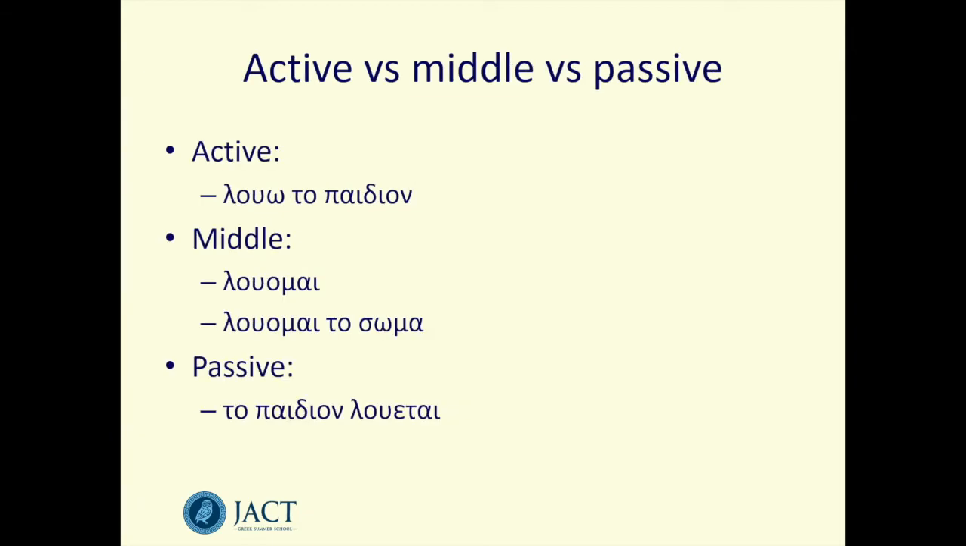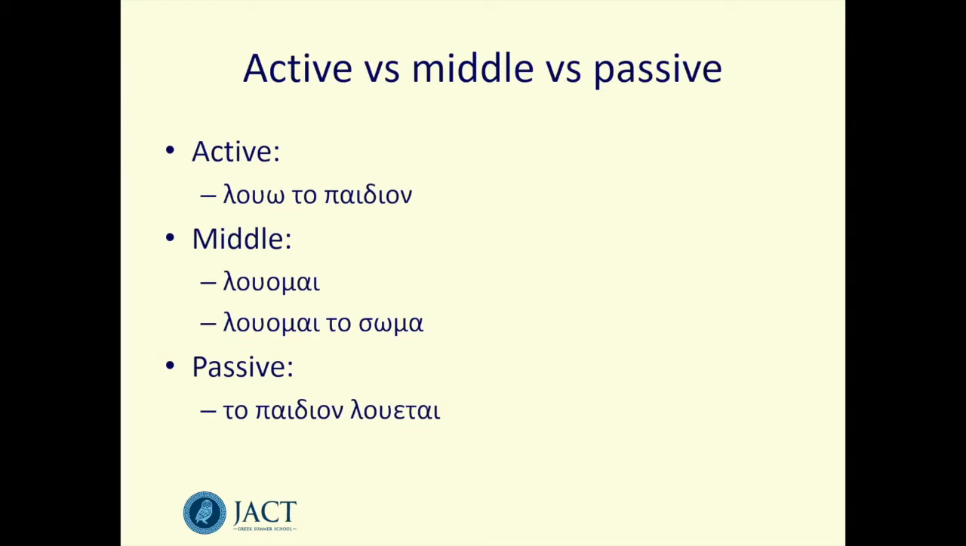This verb is luo, I wash or I bathe. In the active, it takes a direct object, the person or thing which is being washed or bathed. Here, I wash the baby. We might think of this as I cause to become wet and clean. In the middle, the meaning lacks the causation, or perhaps involves the subject in the action in an additional way. So luomai, I wash myself, or I become wet and clean.